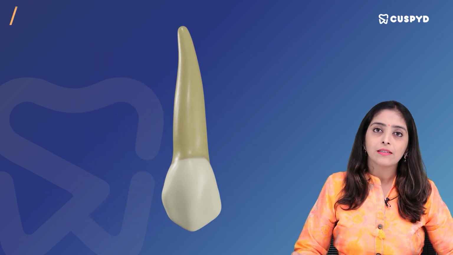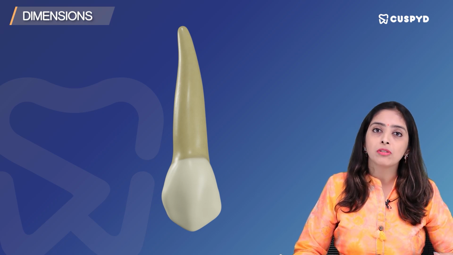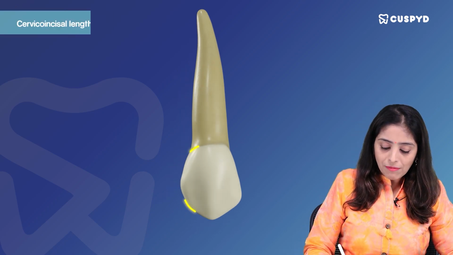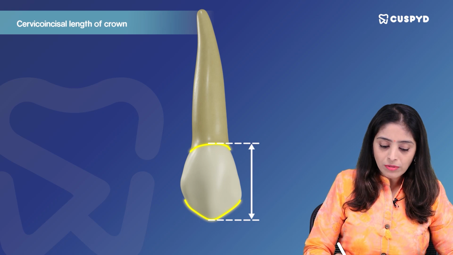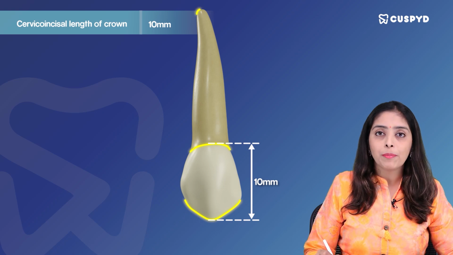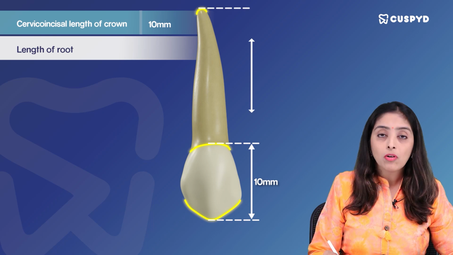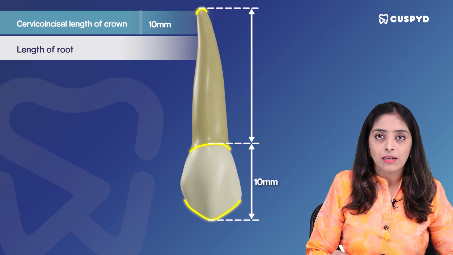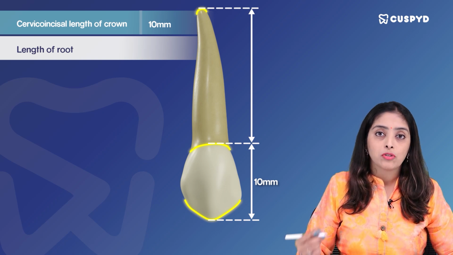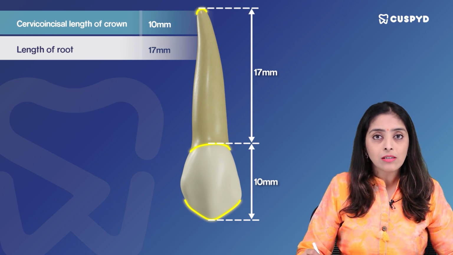So let us understand the measurements of the tooth. How to measure a maxillary canine. If you have a picture and you want to measure the tooth, you should know from where to measure. When I talk about the cervico-incisal length of the crown, that is about 10 millimeters. It is from the cervical line extending till the tip of the cusp. The length of the root will be from the tip of the root till the cervical line. So from where the crown ended, the root is going to begin right from there. So the length of the root is 17 millimeters, beginning from the cervical line till the tip of the root.